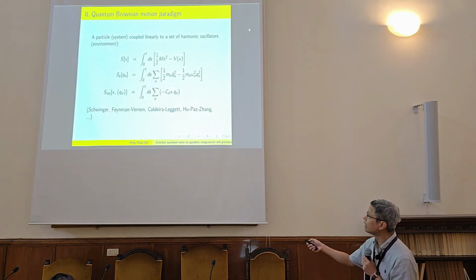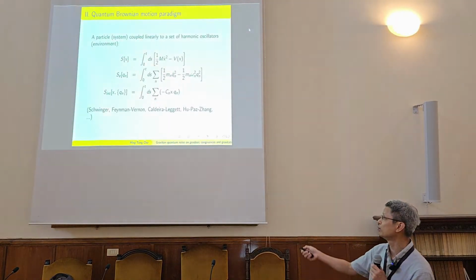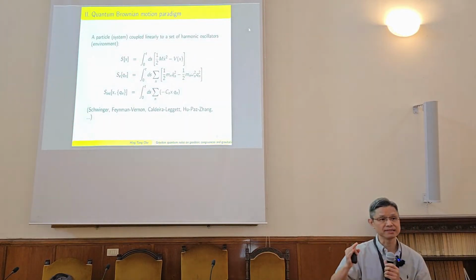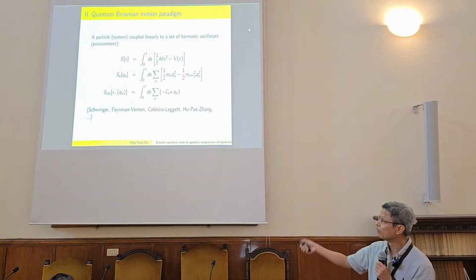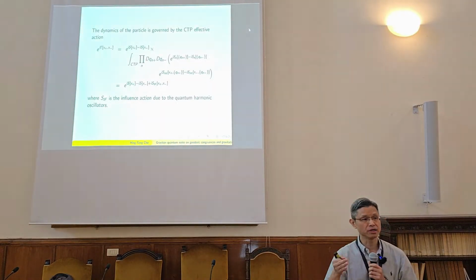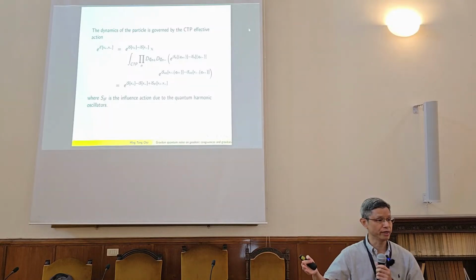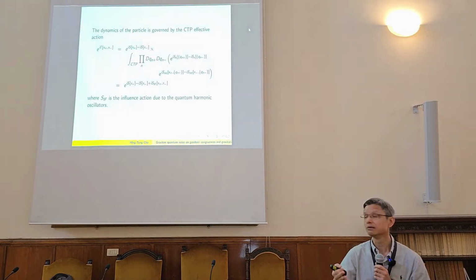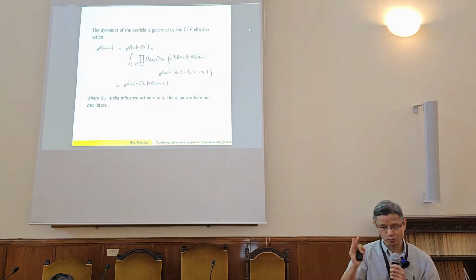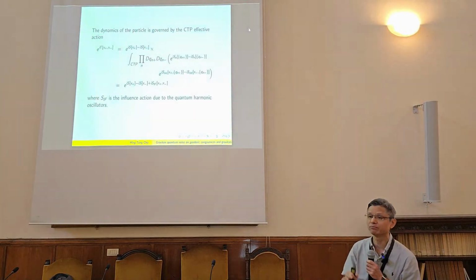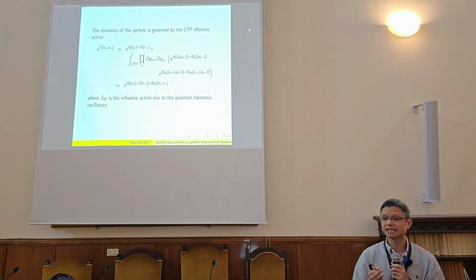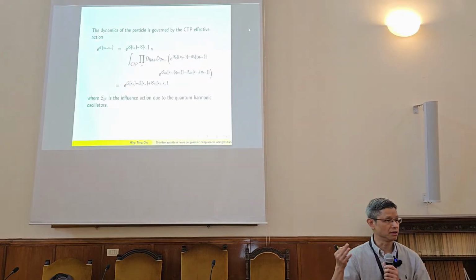This model has been considered by many people, notably Schwinger, Feynman, Vernon, Caldeira, Leggett, and also by Hu, Paz, and Zhang. I'll talk about that in a moment. What we start with is to look at the expectation value of the system, either quantum or classical, basically quantum. If quantum, then we look at the correlation functions of this. To do that, we need what is called the closed time path formalism.